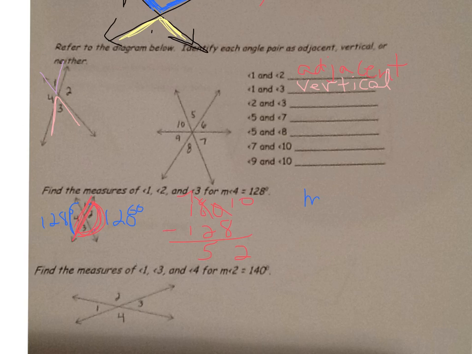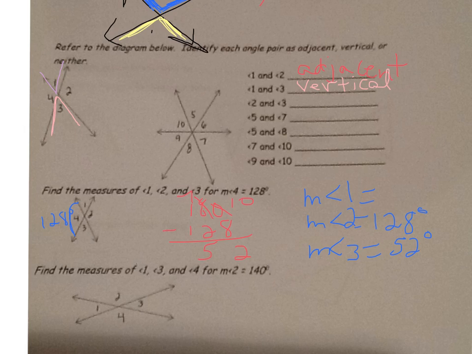Measure of angle 1, we haven't talked about yet. Measure of angle 2, we decided that's 128 degrees because it was vertical to angle 4. Measure of angle 3, well, 2 and 3 are supplementary, so they add up to 180, so that has to be 52 degrees. Now, I'm going to erase this so that we can take another look at it.